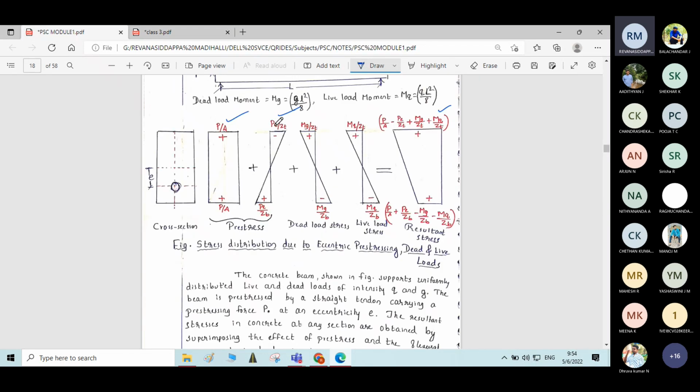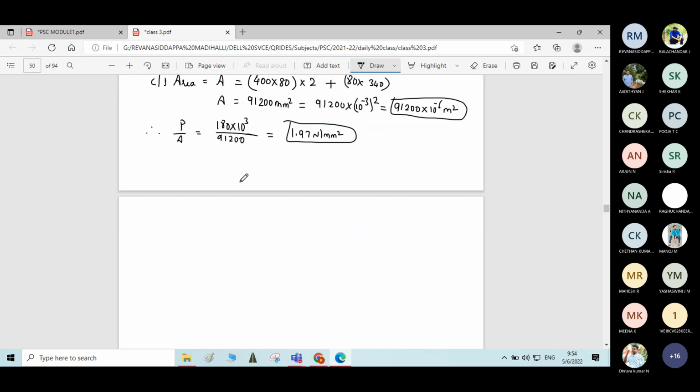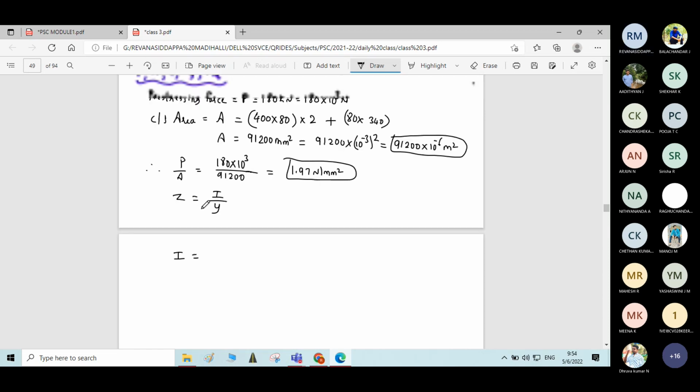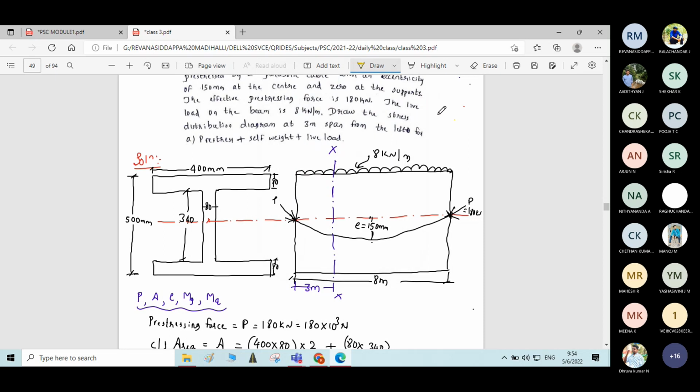There is one more stress, the bending stress, P e by Z, where eccentricity e is involved. So to calculate Z, we need I and we need Y. Moment of inertia we have calculated; we can calculate it as we did for the previous problem. I is equal to, we can divide this. You can take these two rectangles.